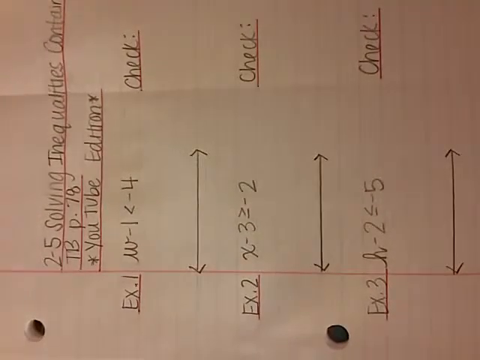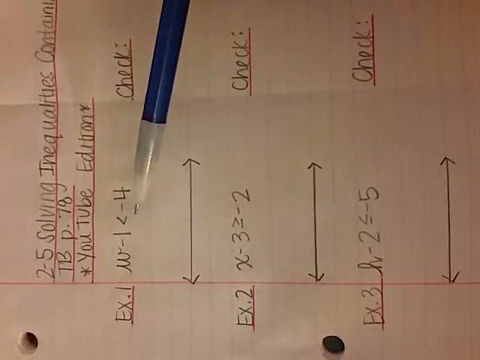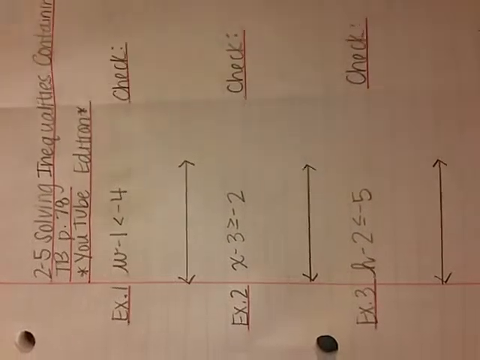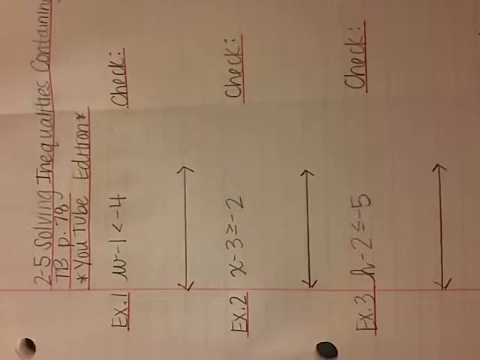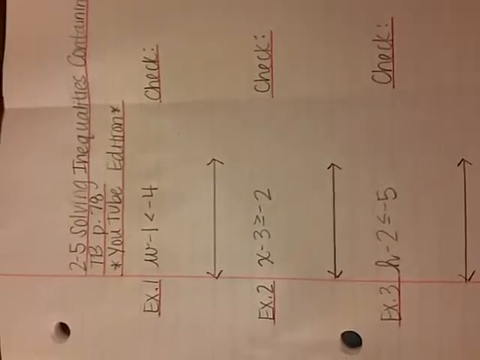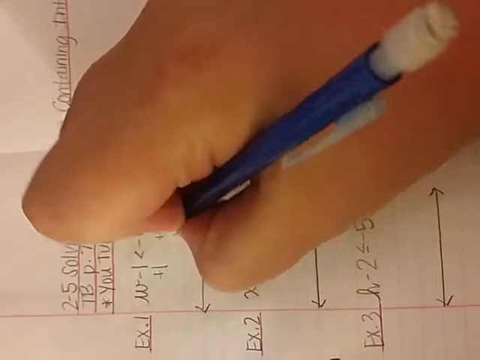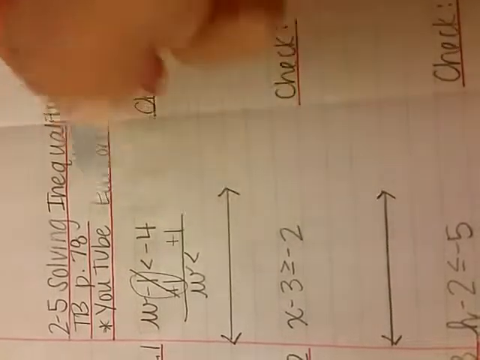Okay, the first example I'm going to do is w minus 1 is less than negative 4. This is a subtraction inequality. I'm going to use the addition property of equality to add 1 to both sides. Negative 1 and positive 1 create a 0. They wipe each other out. And I get left with w is less than negative 4 plus 1, which is negative 3.